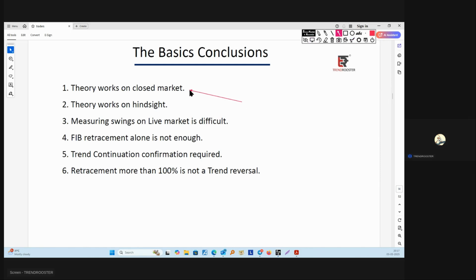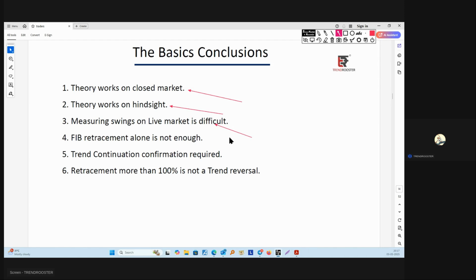Theory works on a closed market. How many of you see the kind of post-mortem report or post-market report? That is a closed market, right? Anything on a closed market, you can come and say news, right? Am I right, guys? Most theory works on hindsight. Measuring on a live market is difficult.